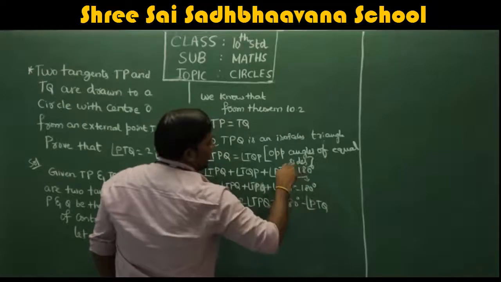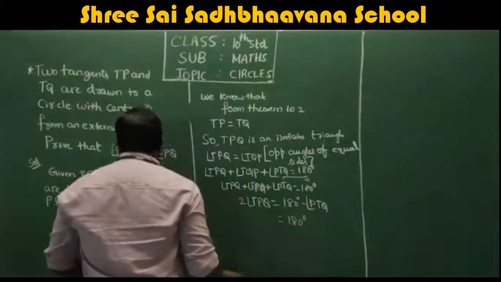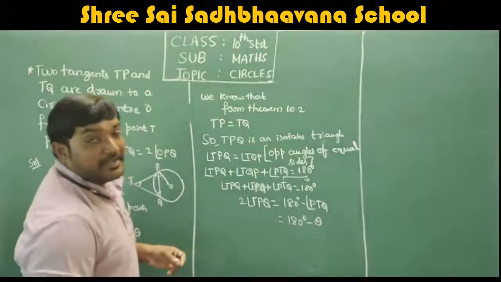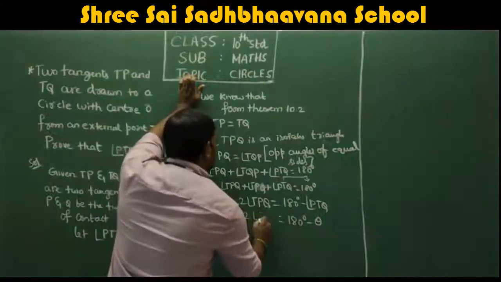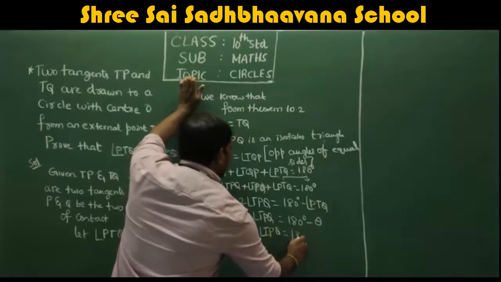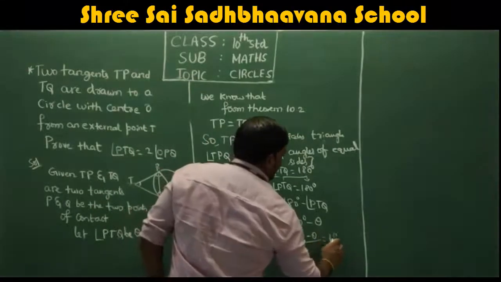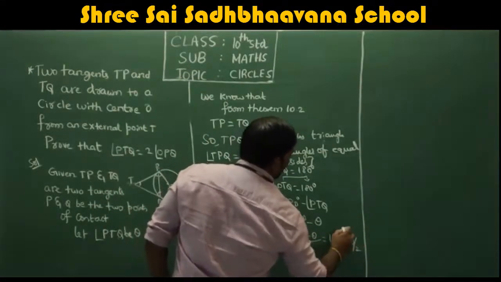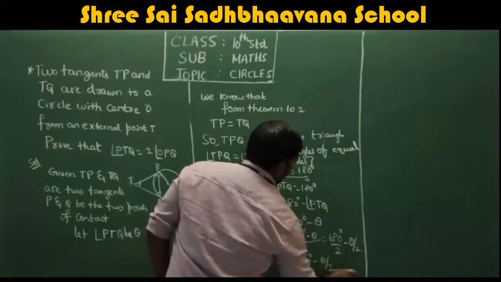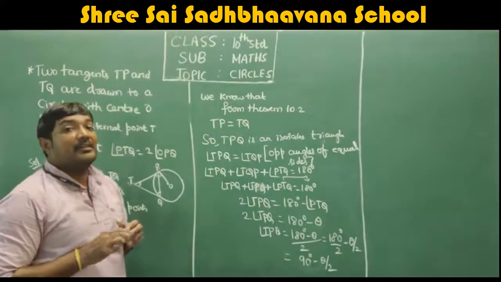Just take this to the RHS. Angle PTQ, what do we assume? We assume angle PTQ as theta, so you can replace PTQ with theta. So 2 times TPQ is 180 minus theta. Angle TPQ is 180 minus theta by 2. So can I write this as 180 by 2 minus theta by 2? 180 by 2 gives 90, so 90 minus theta by 2. So we got angle TPQ as 90 minus theta by 2.